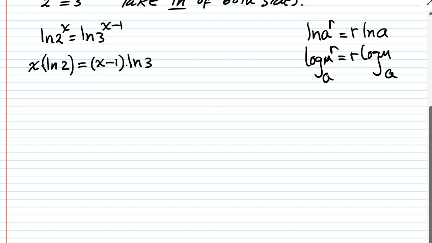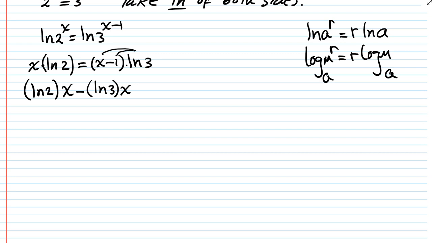Okay. Now, let's distribute. So I have x ln of 2. And the reason I write it like that is you can actually write ln of 2 times x there. So this is no different than 5x, a number as a coefficient times x. That's what that is. Okay, let me write it like that. Distribute the constant ln of 3 to x and -1. And bring ln of 3 times x to the left side, where it becomes negative ln of 3 times x. And keep it on the right side as negative ln of 3. That's the distribution, correct?